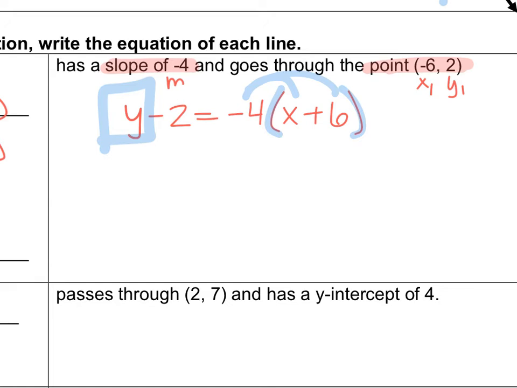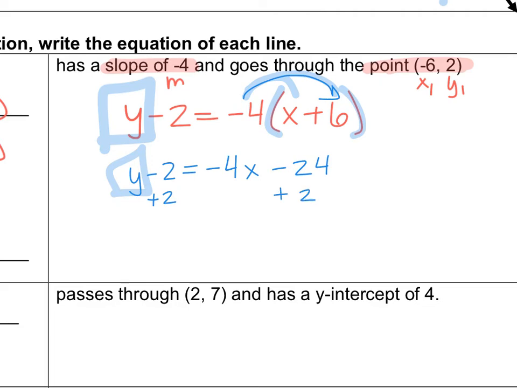We'll get y minus 2 equals -4 times x is -4x, -4 times 6 is -24. But I still want to get that y by itself, so I'm going to do the opposite of what's next to it, which means I'm going to add 2 to both sides. Make sure when you're doing this, you're only adding to the other number, not to that x value. So that cancels, gets the y by itself.